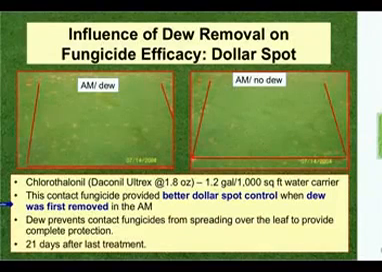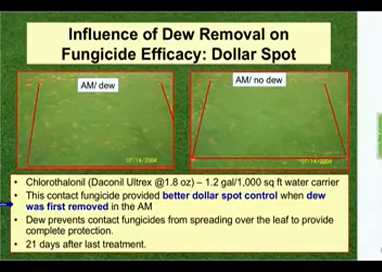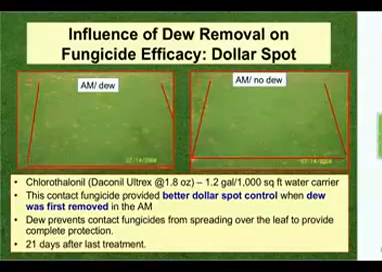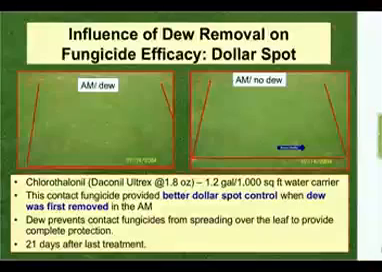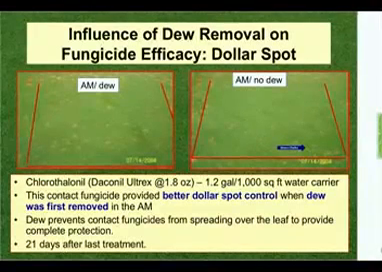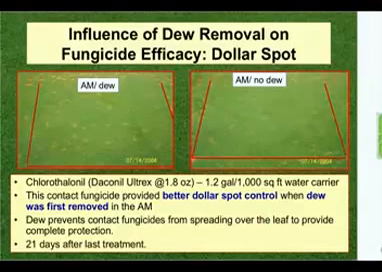So you can see where you have no dew, essentially they waited until they removed the dew or the dew dried, and they got very few dollar spots showing up. But where they actually went in and oversprayed the Daconil on top of dew, they got much more disease development.